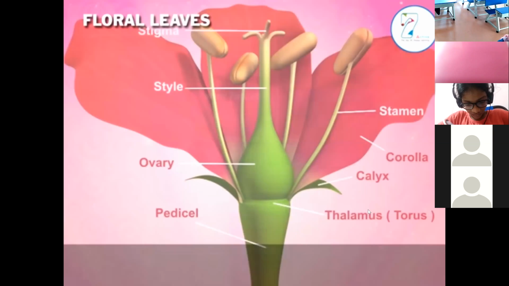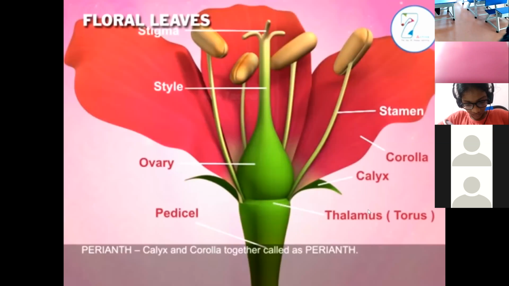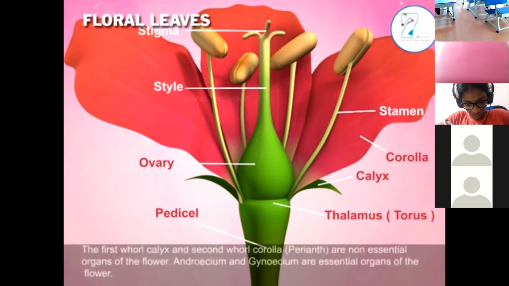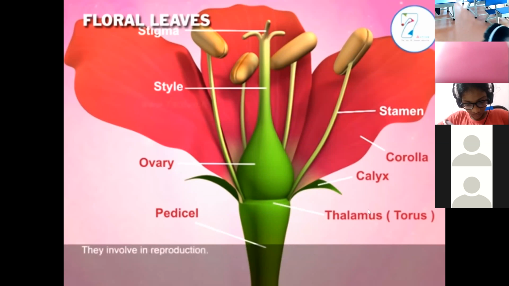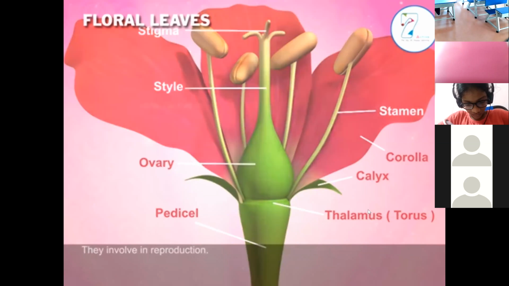Perianth. Calyx and corolla together are called perianth. The first whorl calyx and second whorl corolla, the perianth, are non-essential organs of the flower. Androecium and gynoecium are essential organs of the flower. They are involved in reproduction.